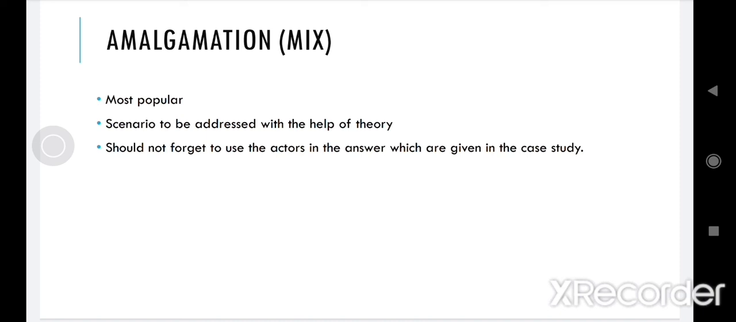Then the final point, the actors should be used. In the case, some actors might be there, some protagonist might be there, like the actual hero, or the actual main person or main people in that case. So those people, if they are given by name, those names should be repeated in your answer as well. If it is given Mr. Arvind is the managing director of so and so company, you should be writing the name of Mr. Arvind in your answer as well. So that is using the actors in your answers.